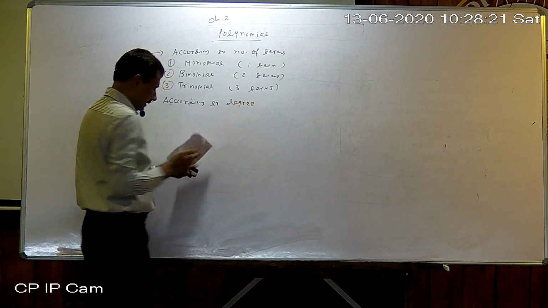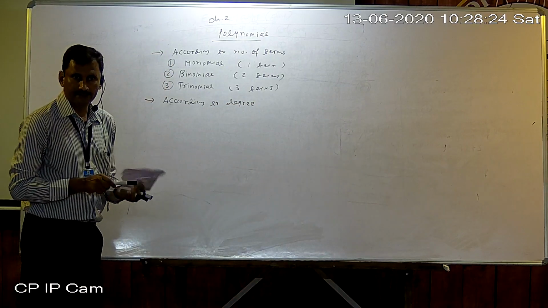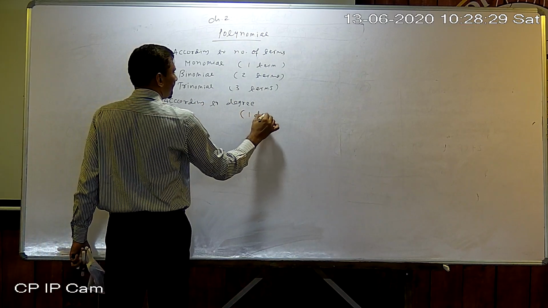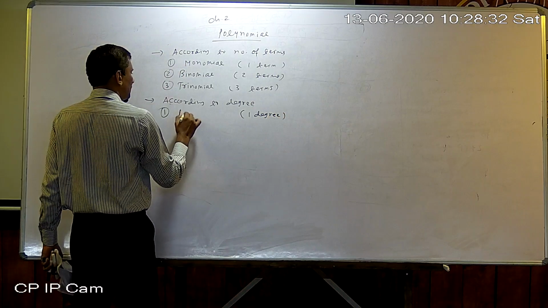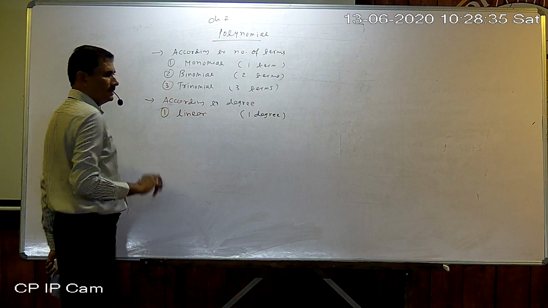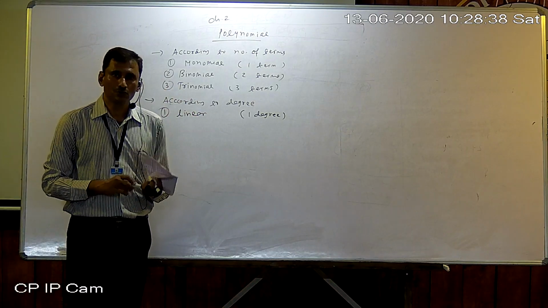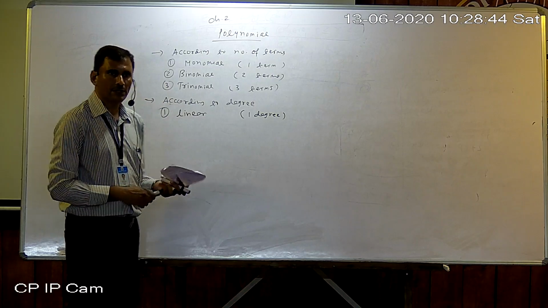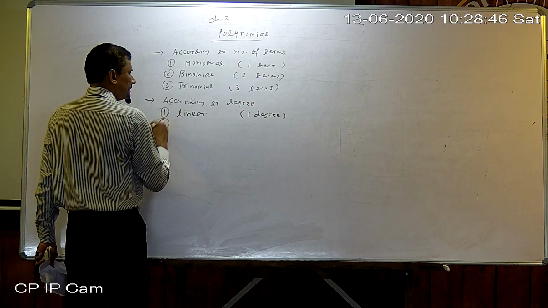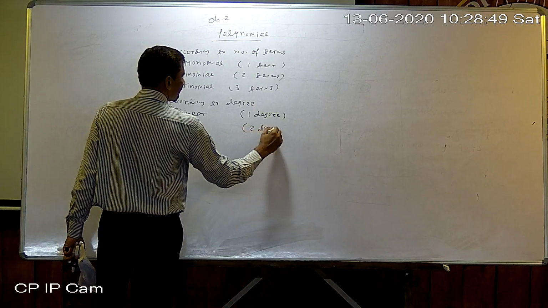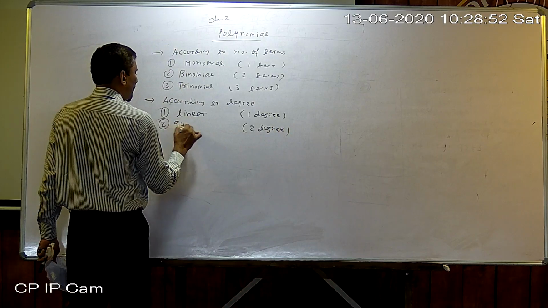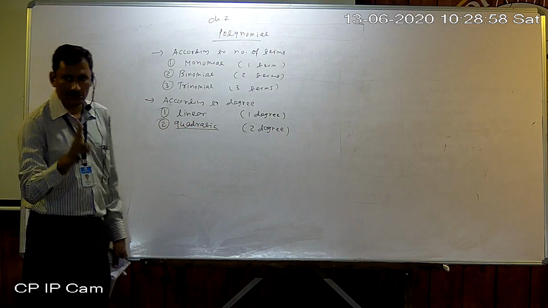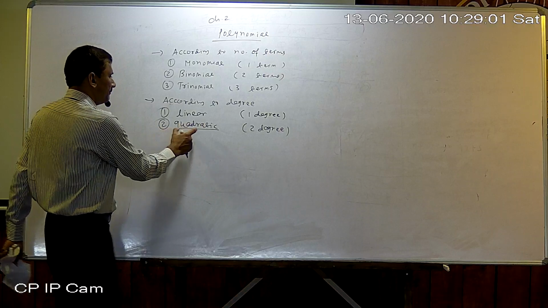According to degree, there are again many types. First one, if 1 degree is there, then it is called a linear polynomial. Linear means what? If you try to draw the graph of that polynomial, then it will be a straight line. So that is linear. Suppose 2 degrees is there, then it is called a quadratic polynomial. We are going to learn only quadratic polynomials in lesson number 2 and lesson number 4. So that is our main type.